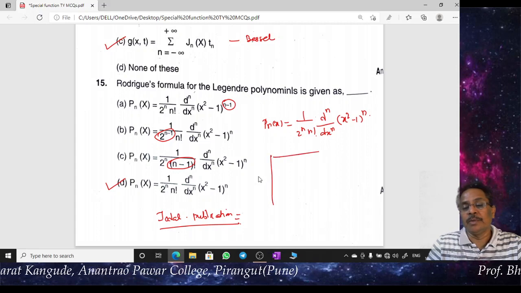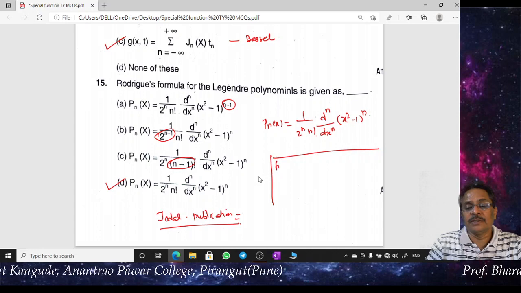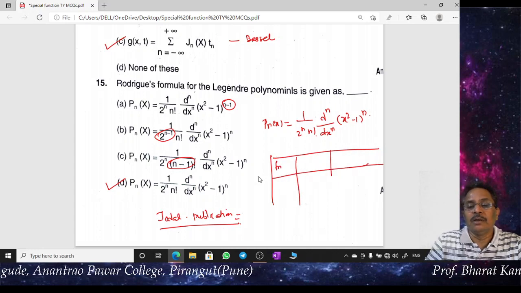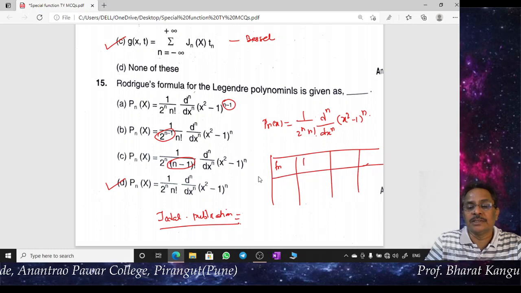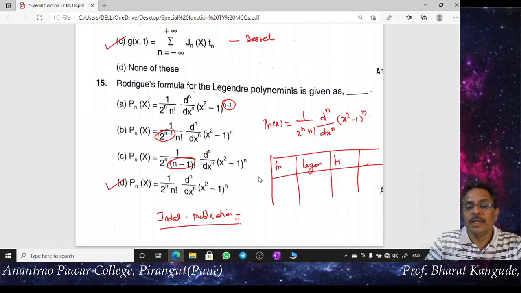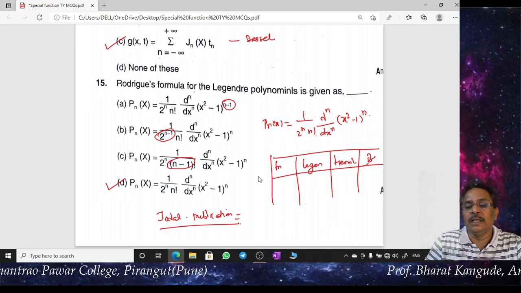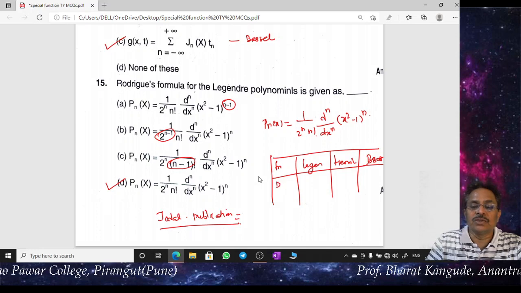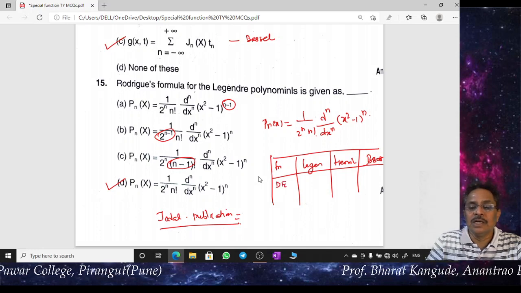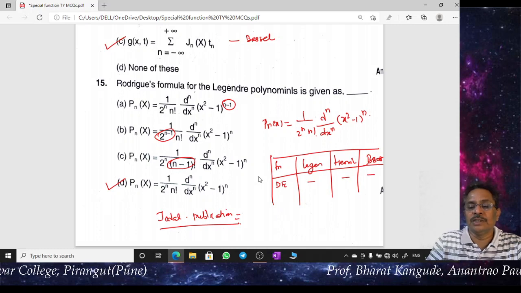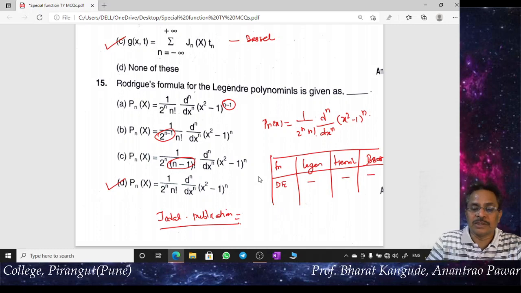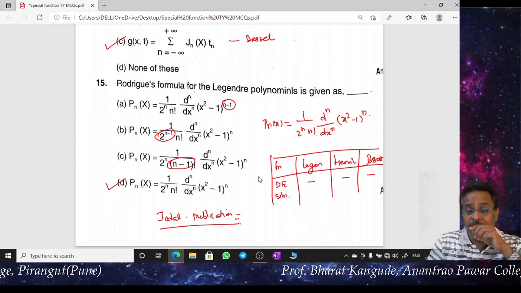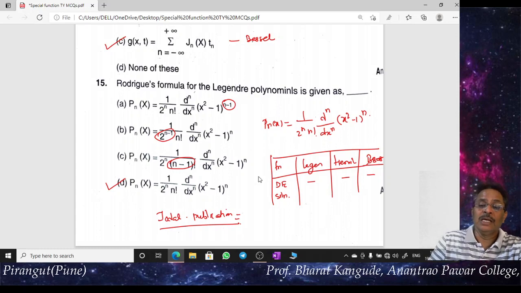Make a complete, special table here. First it is a function: Legendre, then Harmonic, and then Bessel. Then first get the differential equation. What is the differential equation for a given function? Write the differential equation for this, for this, for this. Then go for the actual polynomials or the functions, or you can go for the solutions too. Solutions for the Legendre differential equation, solution for Harmonic, solution for Bessel, that can be written.